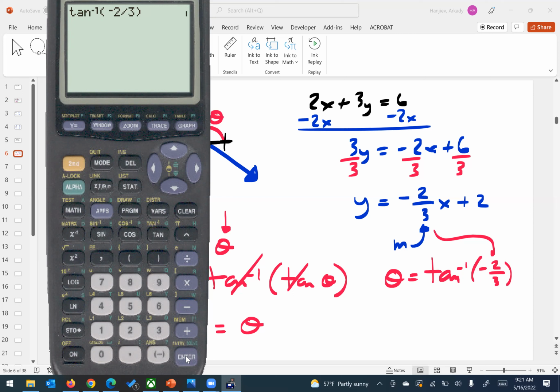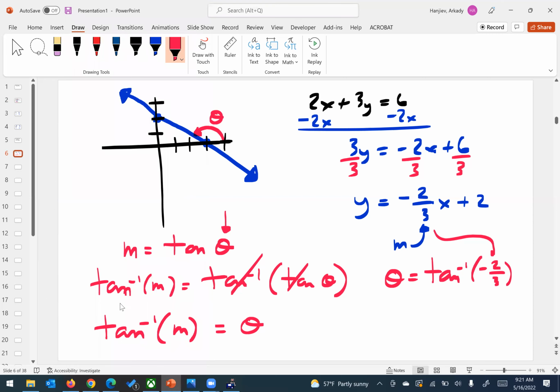Click enter. Oh, that's no fun. Does that look like the angle over here? No. We can have negative angles here, but that should not be a negative angle. It should be a positive angle for inclination. It looks like 1/3 of the 90 degrees, but it's an obtuse angle, so it should be larger. Yeah, it should be larger than 90. That's right.